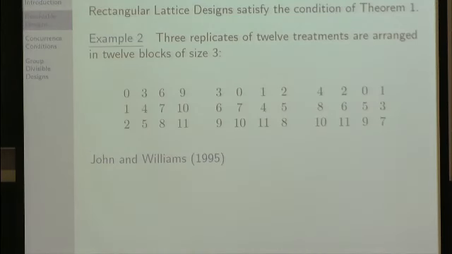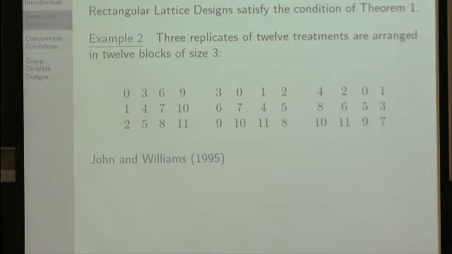Rectangular lattice designs also satisfy the condition of the theorem, and here's an example. I have 3 replicates this time of 12 treatments. The replicates are each comprising 4 blocks of size 3. Look at the first block of the first replicate. That has treatments in common with all but one of the blocks of the second replicate and all but one of the blocks of the last replicate. And that will be true if you look at any block of the design.